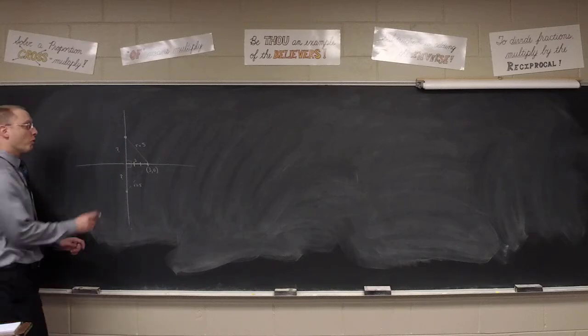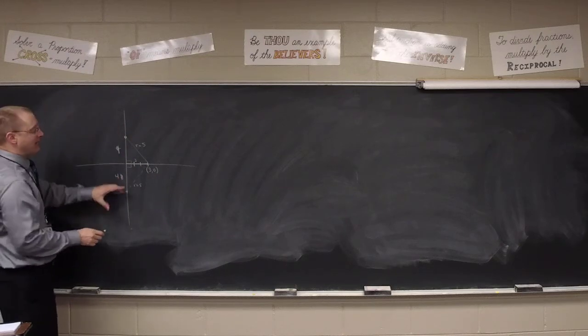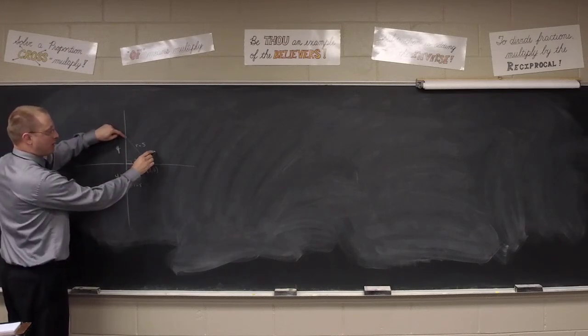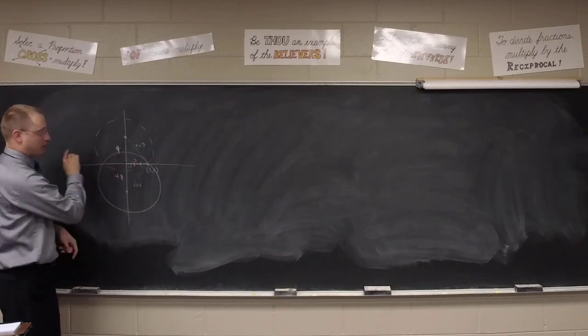It'll be 4, right? If we go up 4 units or down 4 units, either way, that's going to give me a perfect radius of 5 to hit this point. Or something like that, correct?